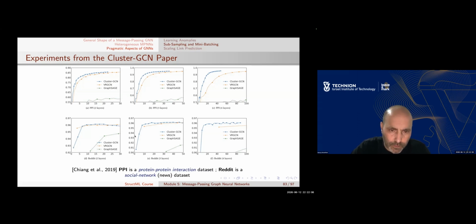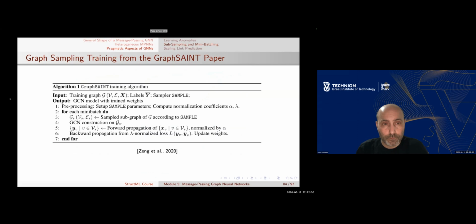Okay, these graphs start here with 0.9. Here they are lower. So they say that they are much better than GraphSage in these tasks, and they are very much comparable to the next generation of GraphSage, which is VRGCN.